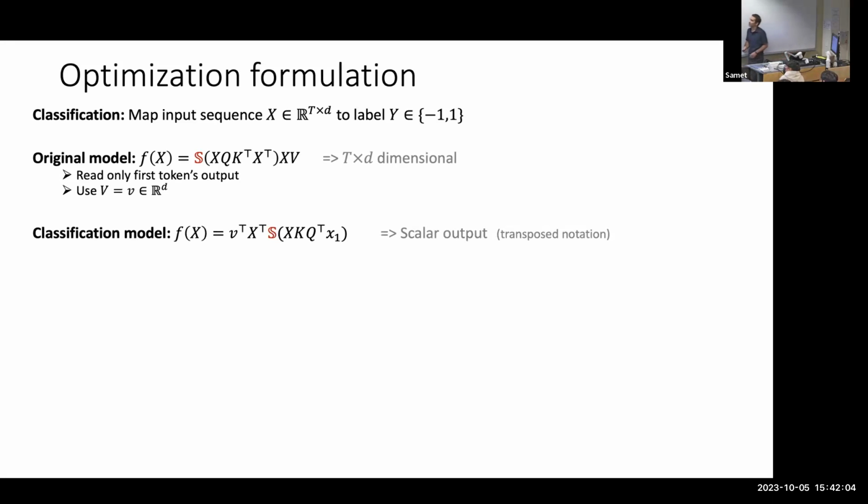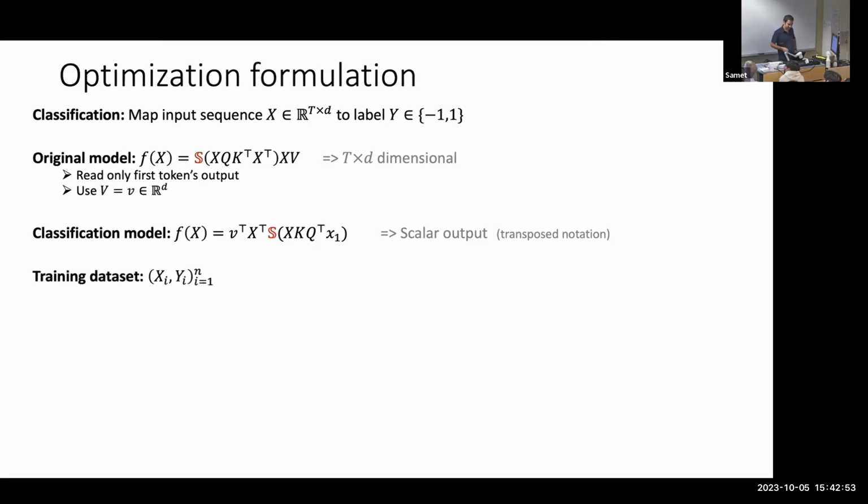So then our model looks like this. Essentially we will take X and we will output V transpose X transpose softmax of X K Q transpose X1, okay? So this softmax of X K Q transpose X1 is, given the first token X1, outputting a probability vector conditioned on X1, okay? And given this probability vector S, we are multiplying the sequence X with S to create a blending, a convex combination of the tokens. X transpose S can be read as a convex combination of the tokens. And then we are essentially doing a classification with V.